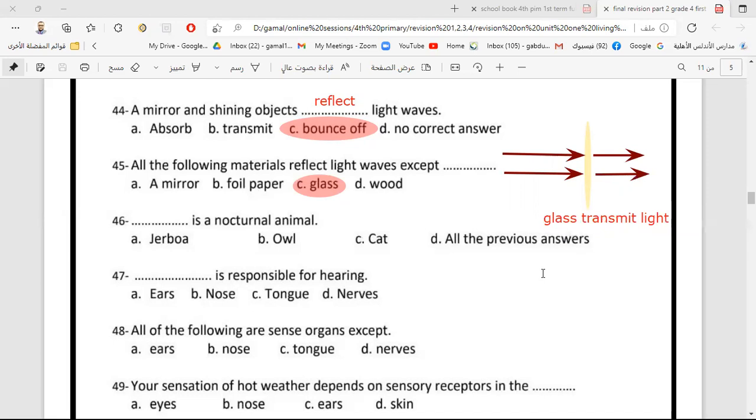Okay. Next. Omar Kamal, are you ready, Omar? Yes. This is a nocturnal animal. Owl. Very good, my son. All the previous are nocturnal animals. Very good.